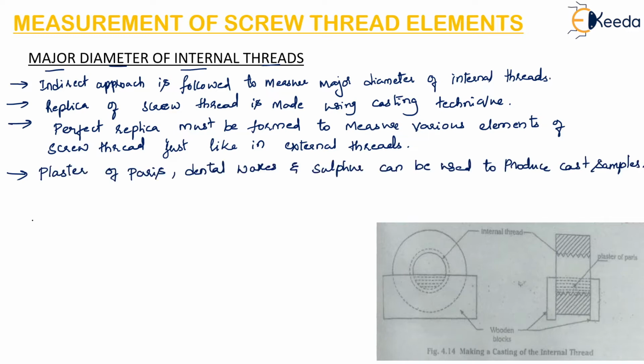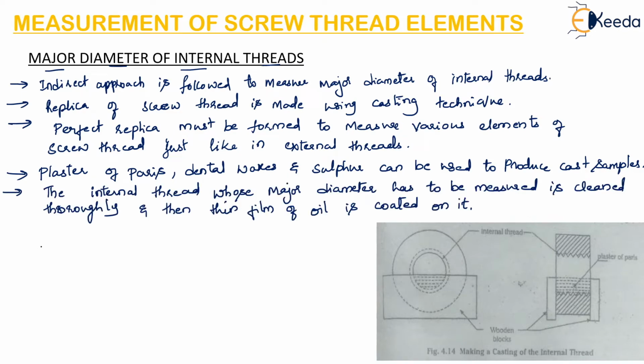The internal thread whose major diameter has to be measured is first cleaned thoroughly and then it is coated with a thin film of oil. The thread must be cleaned to remove the dust or dirt which is present inside it. Then after that, a thin layer of oil is coated inside the thread.